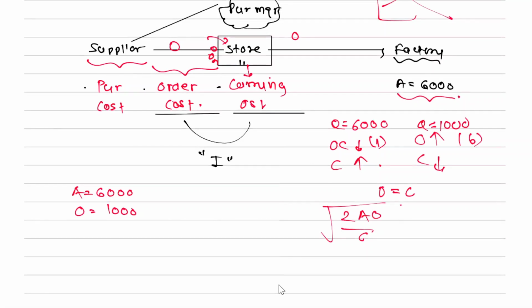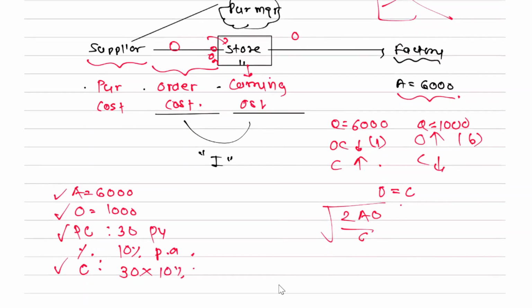What is A? A is the annual requirement of raw material. What is O? Ordering cost. Then there is a purchase cost, then there is a percentage, and then there is a carrying cost. Let us say it is 30 rupees, it is 10%, and what is the carrying cost? 30 is per unit, and 10% should be per annum. So 30 into 10% comes to 3. Can you give me the EOQ?